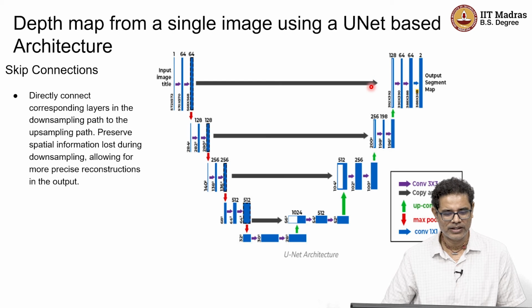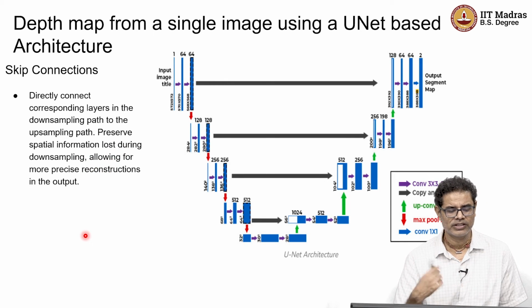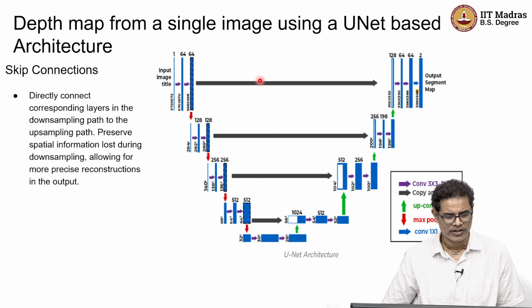So this is a better network, and this skip connection directly connects corresponding layers in the downsampling path to the upsampling path. This preserves spatial information lost during downsampling, which allows you to do more precise reconstruction. So that is the logic for this skip connection or this concatenation.